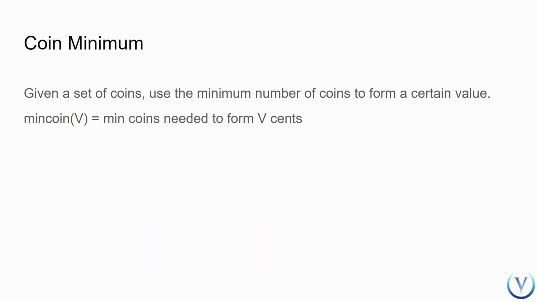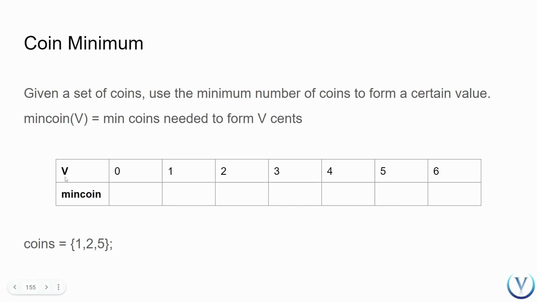To solve this question, we define the following function, mincoin of v, to be the minimum number of coins needed to form v cents. This will be our DP state. So here's a table of the values for v and the corresponding mincoin values. Suppose we have the coins 1, 2 and 5. The minimum number of coins to form 0 cents is simply 0. This is the base case for our function mincoin.